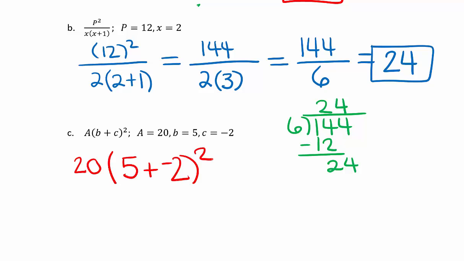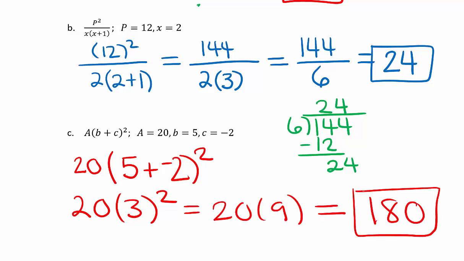All right, part C. A is 20, B is 5, C is negative 2. I plug all those numbers in. And once again, I have to think about my PEMDAS. Inside the parentheses first, 5 plus negative 2 is 3. Then I do the exponent. 3 squared is 9, and 20 times 9 is 180.